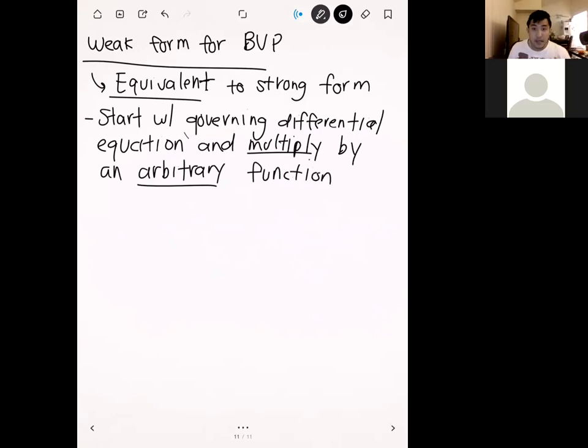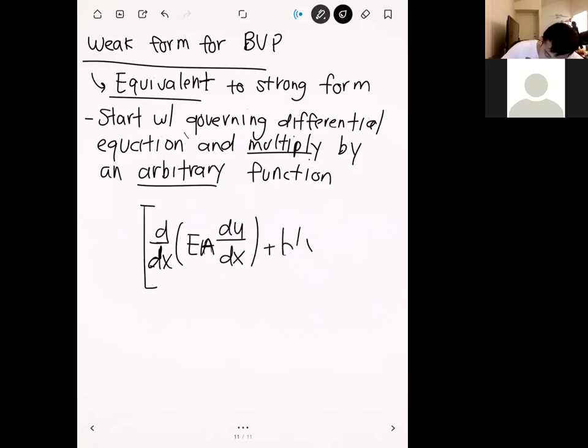I'm going to take our previous example as this case, but this process can be applied for anything. On Wednesday we're going to do this for heat transfer as well. We start with our differential equation. In this case it was d dx of EA times du dx, plus v of x, is equal to 0. So that was our strong form differential equation. Then what we're going to do is multiply by an arbitrary function, and we'll call it w of x.